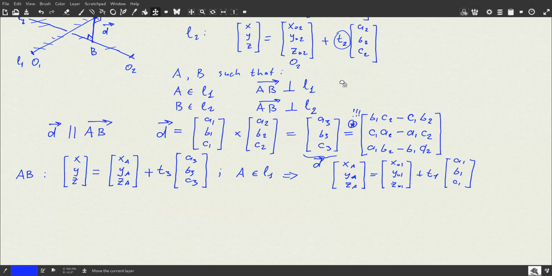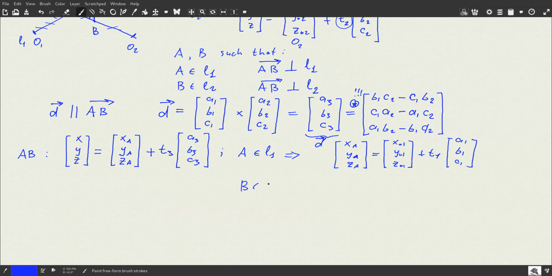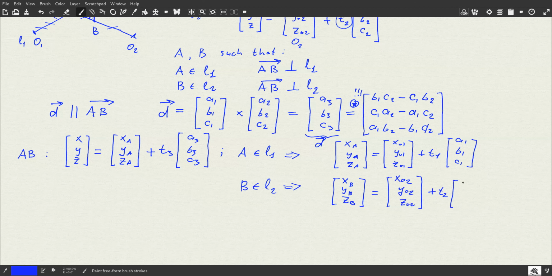Furthermore, B belongs to L2. And therefore we can say, well, B belongs to L2, and we can say XB, YB, ZB equals to X02, Y02, Z02 plus some T2 times A2, B2, C2. But on the other hand, B belongs to AB.